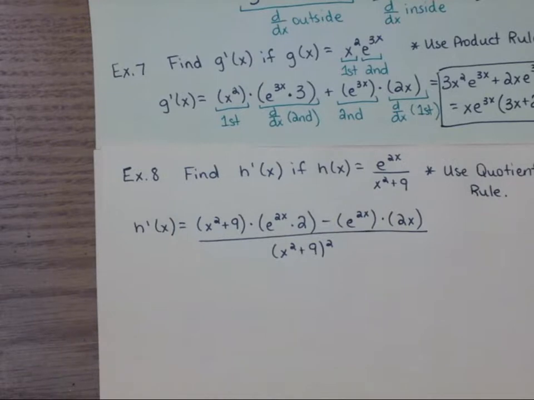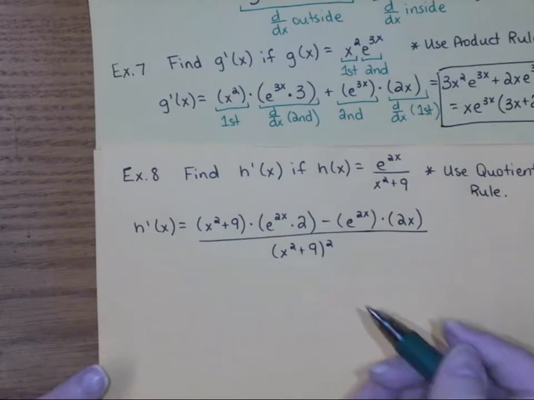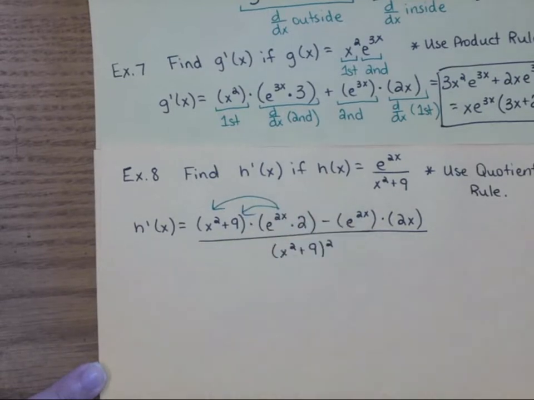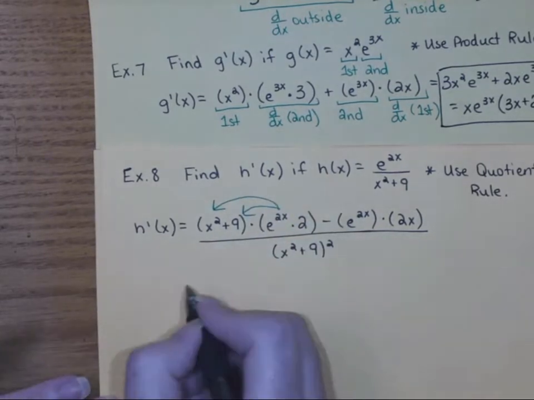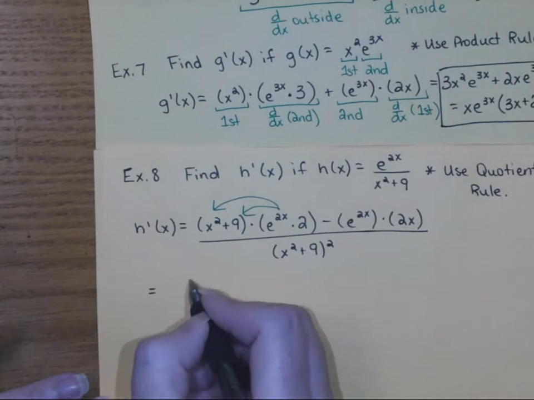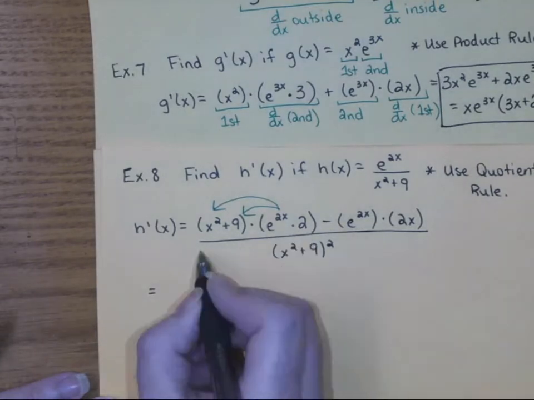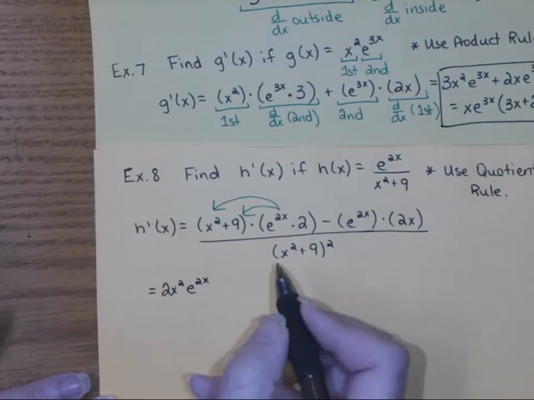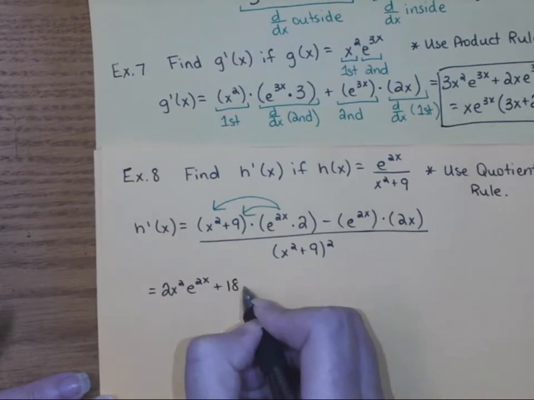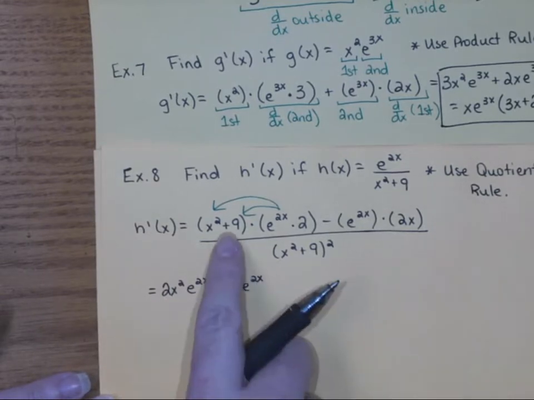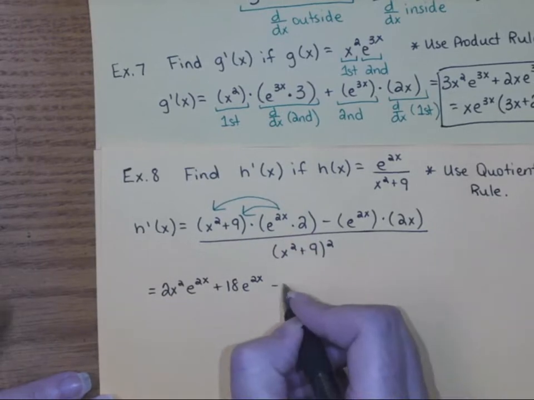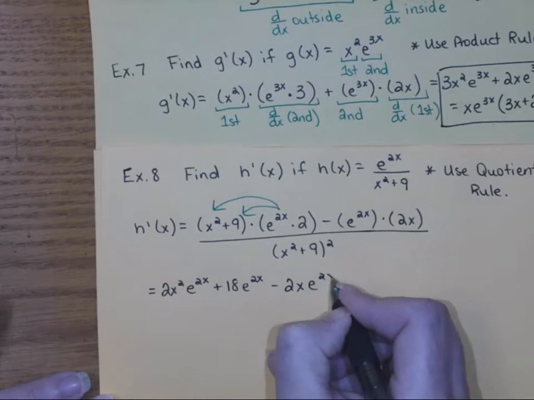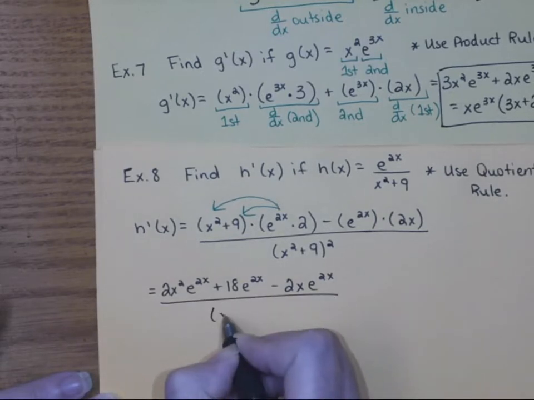Okay, just like I've said so many times before, we usually don't mess with the bottom, but we can simplify the top. So we have some distributive property here. So let's go ahead and write what we get. So we're going to get, if we do this times that, we'll get 2x squared e to the 2x plus 18 e to the 2x. So 9 times 2 is 18, right? And then minus 2x e to the 2x. And then all over the denominator squared.